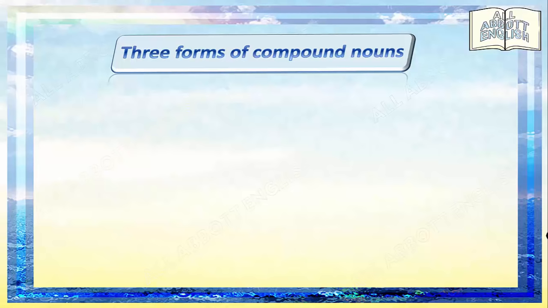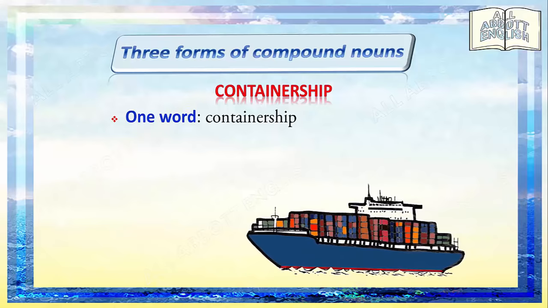There are no definite rules on which form to use. For example, there are differences between American English and British English. In addition, different writers may choose to use different forms for the same compound noun. Take for example, the compound noun, container ship. It can be one word, two separate words or a hyphenated word. You may want to check the dictionary if you are not sure.